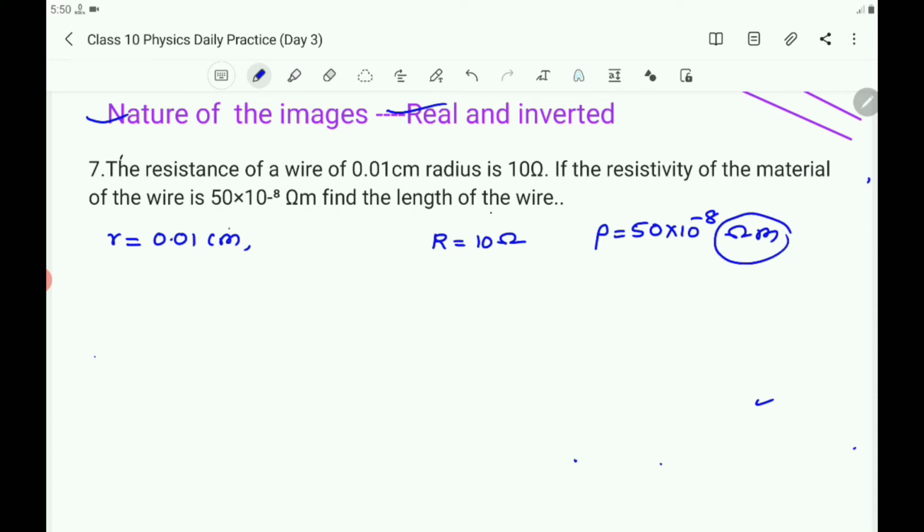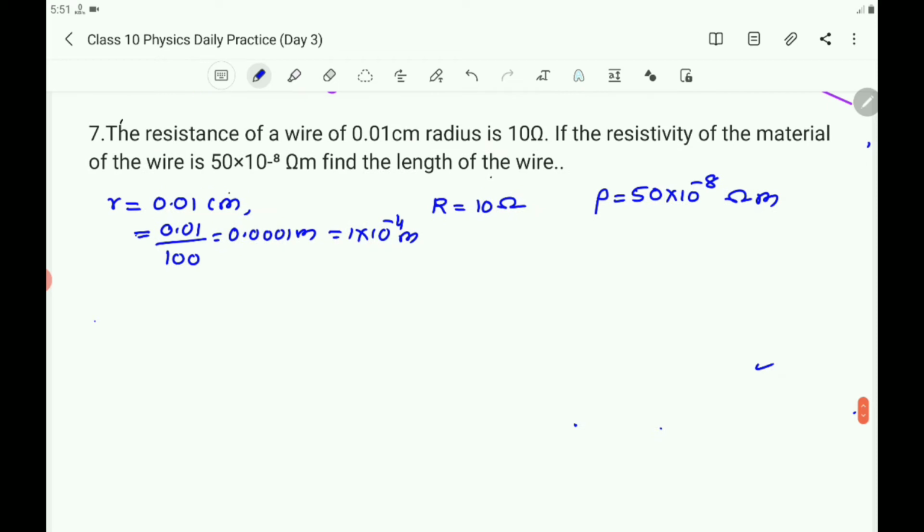As this is in meter, convert the centimeter also into meter. That becomes 0.01 by 100. As it is divided by 100, move the decimal point two digits, so this becomes 0.0001 meter. You can write that as 1 into 10 power minus 4 meter, since there are 4 digits.